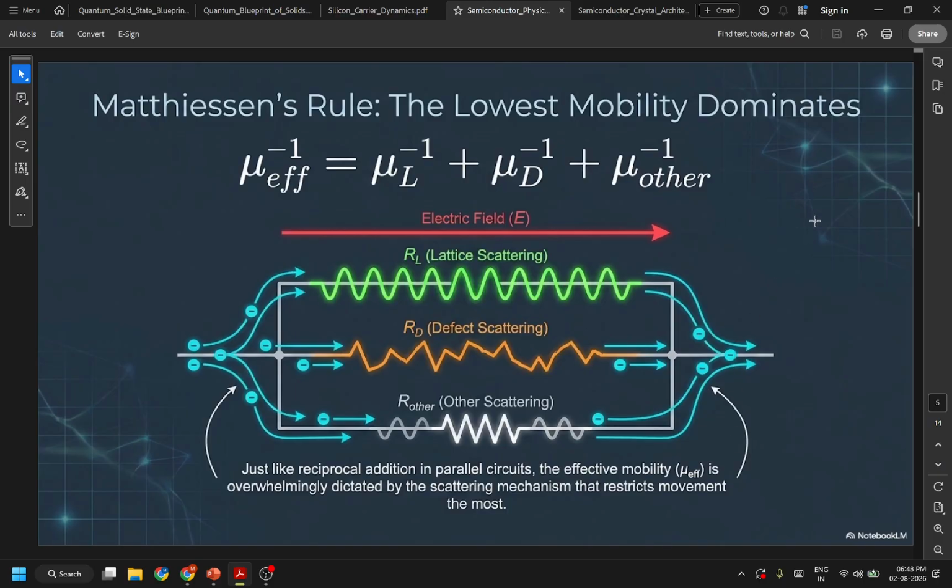Now there's a rule called Matthiessen's rule, where the lowest mobility dominates. So the effective mobility is given as 1 by mu effective equals 1 by mu L plus 1 by mu D plus 1 by mu of any other effect. So you have lattice scattering, defect scattering, any other scattering. All of them result in parallel paths for the electron, and the electron will take the most favorable path. So hence it results in this equation.